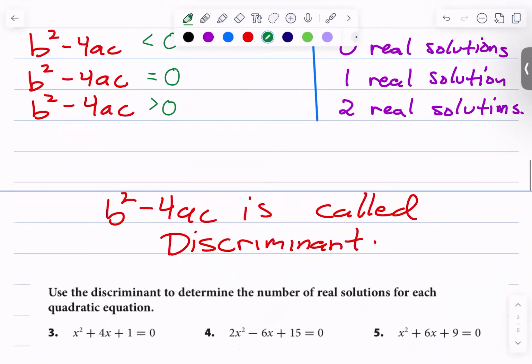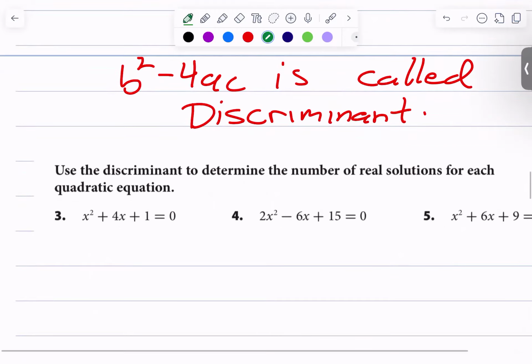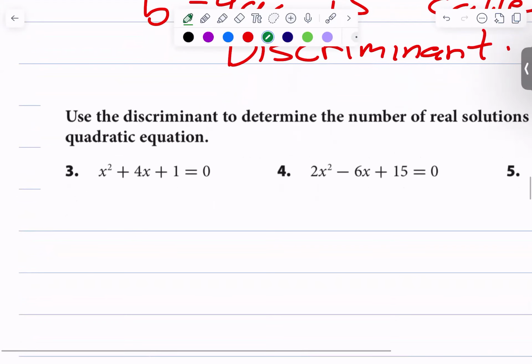Oh, before we practice, b squared minus 4ac is also called the discriminant. So whenever you see the word discriminant, we're referring to b squared minus 4ac. Okay? So we're going to use the discriminant, which is b squared minus 4ac, to determine the number of real solutions for each quadratic equation. So we're not solving it. We're just telling you the solution will be 0 real solutions, 1 real solution, or 2 real solutions.